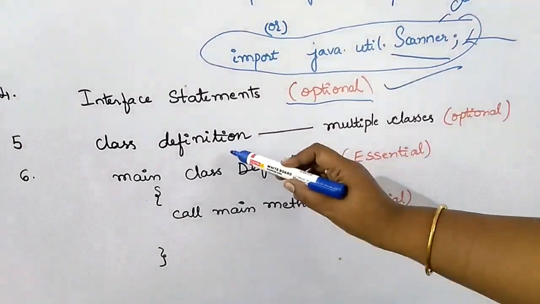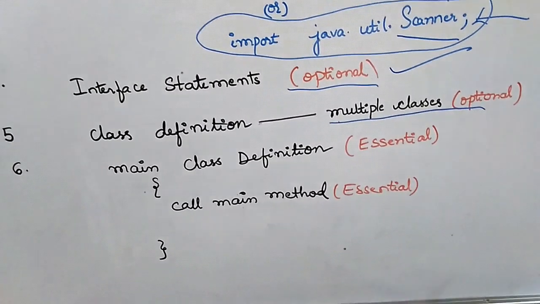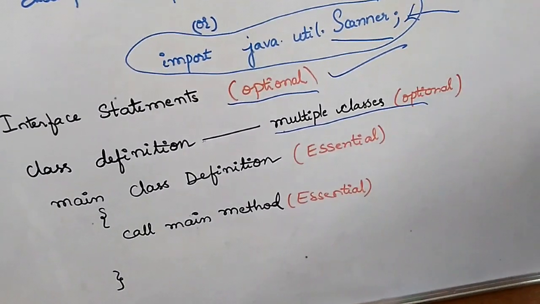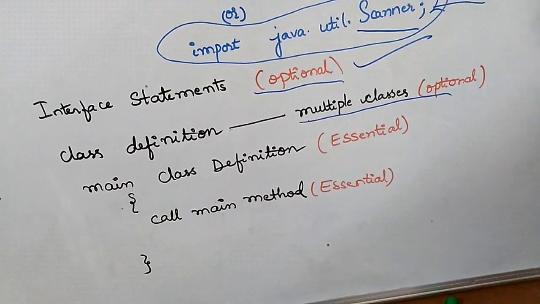The next one is the class definition, wherein you can have multiple classes. Inside one Java program, you can have many classes.